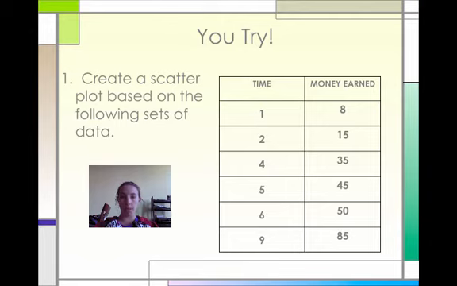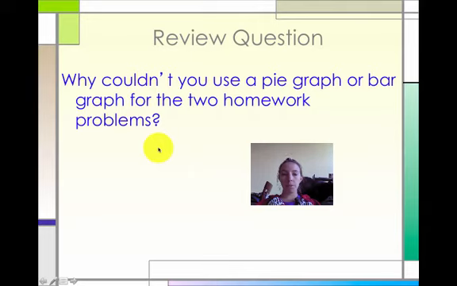You don't have to spend a lot of time on it, but pause the video and try to make a scatter plot based on the following sets of data: how much time people worked and how much money they earned. Okay, so review question. I want you to write this down.